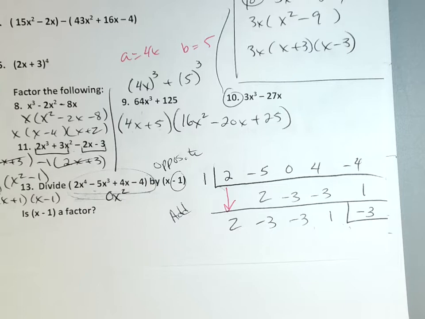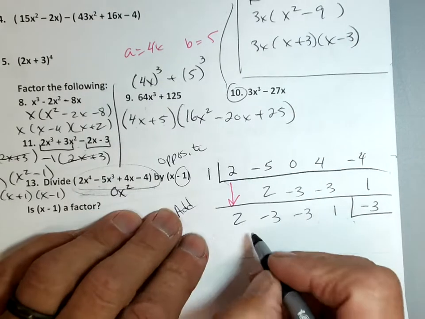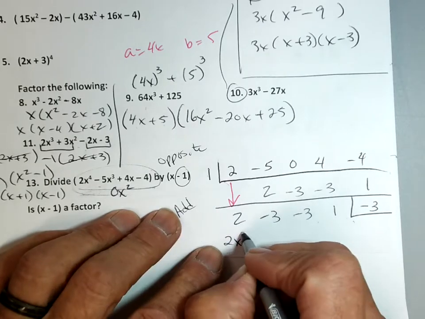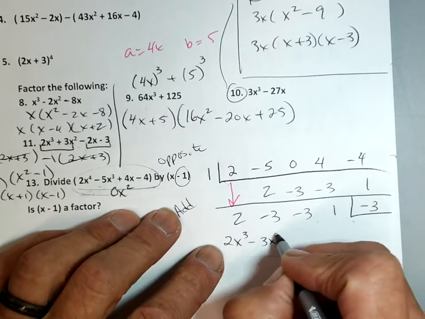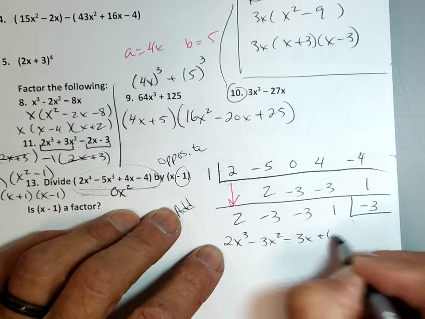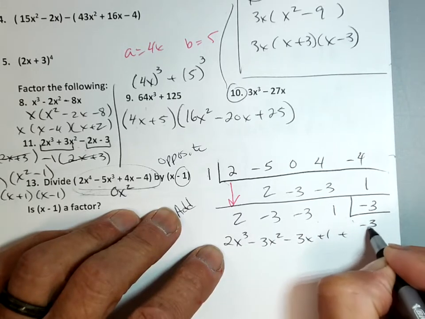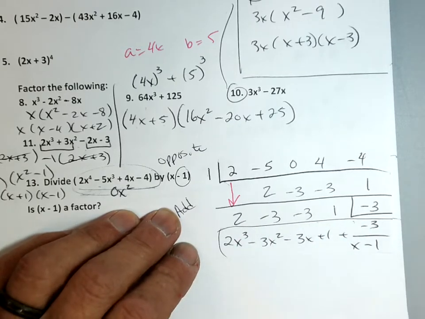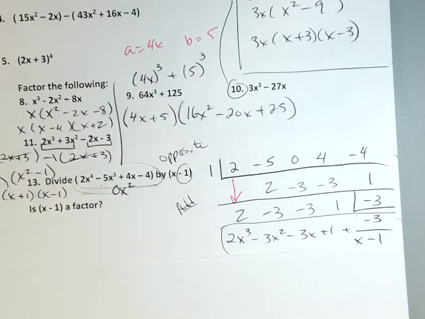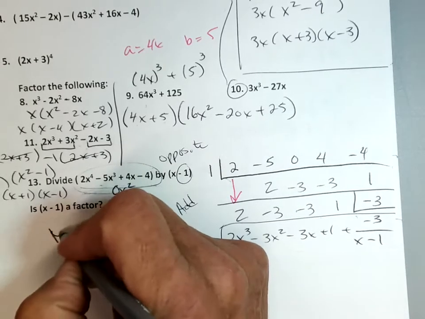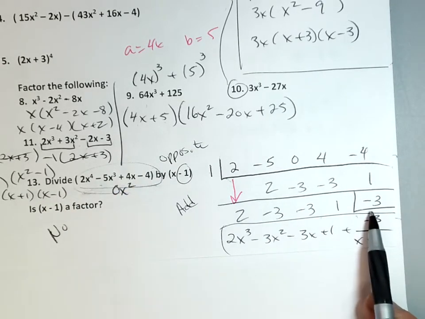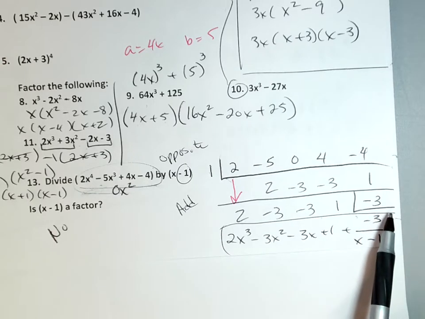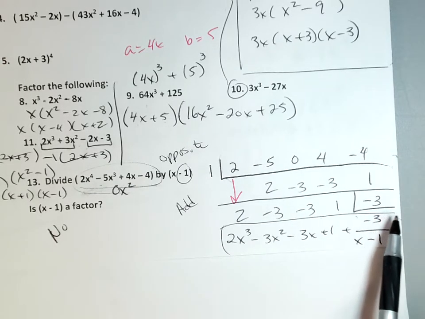It's always 1 less. Remember, the x's were invisible. Bring them back. So you guys can do this, right? 2x cubed minus 3x squared minus 3x plus 1 plus a negative 3 over what I divided by, which is x minus 1. Okay, there's my answer. Is it a factor? Yes or no? No. And why not? Okay, so smart. There's a remainder, right? If there's a remainder, it does not go in evenly, so it's not a factor. Ah, that's great, okay?